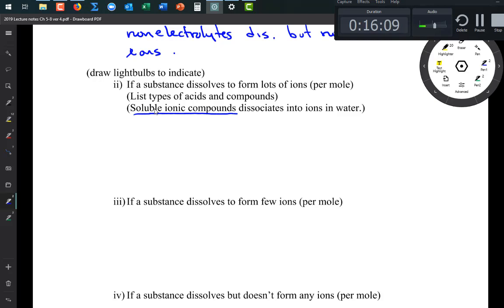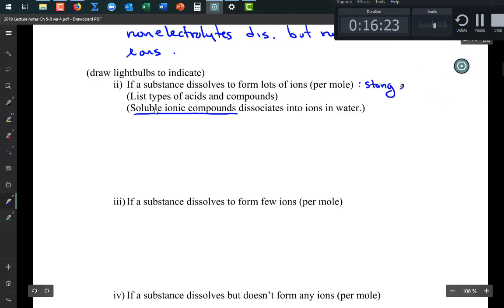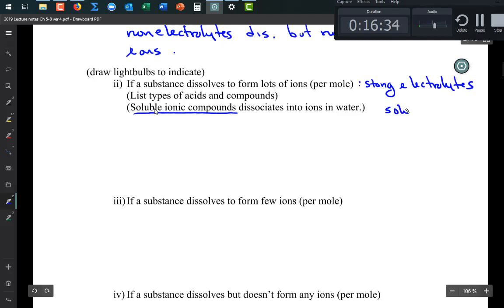The other kinds of things that are strong electrolytes: if a substance dissolves to form a lot of ions per mole, it's a strong electrolyte. Those things are the soluble ionic compounds. We'll often say soluble salts, meaning they dissolve in water, and the strong acids. And really what it means to be a strong acid is that it breaks up to form lots of ions.